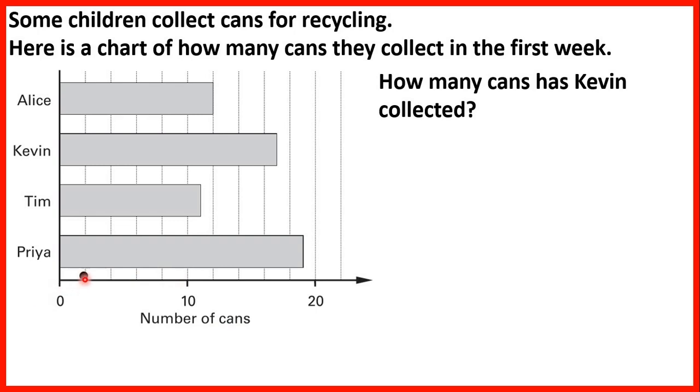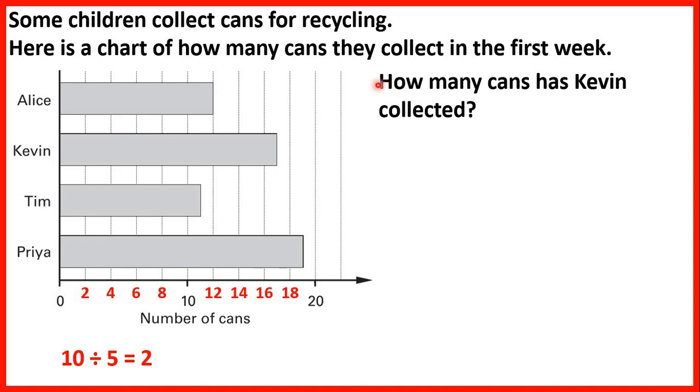If we look, we have 1, 2, 3, 4, 5 jumps to get to 10, and 10 divided by the 5 jumps means that each jump must be a jump of 2. So this scale is going up in 2s, and that makes sense because we have 2, 4, 6, 8, 10.